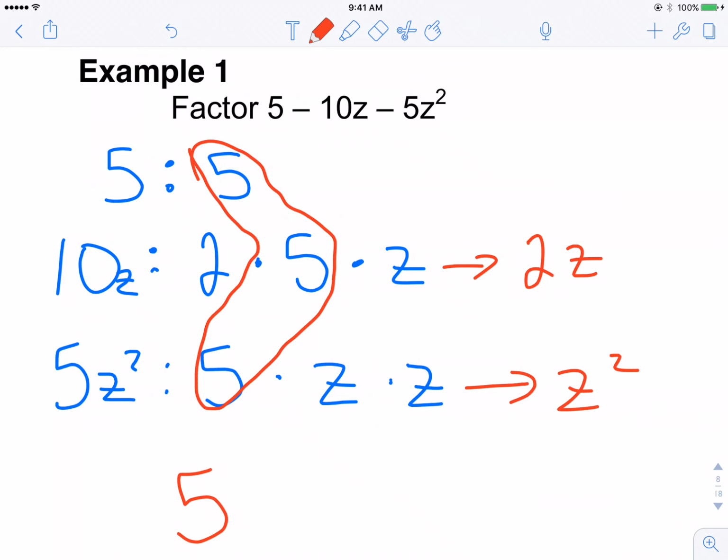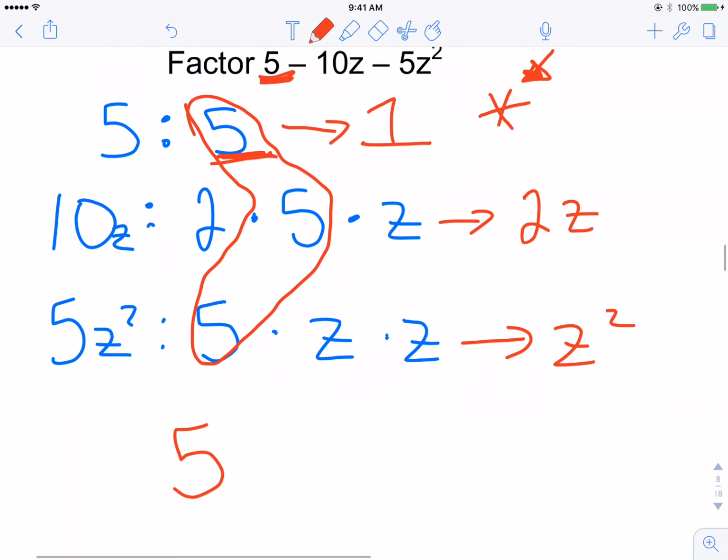Here, I'm left with nothing, but I can't have nothing. The idea of factoring is that you're dividing. So if I'm dividing or factoring out a 5 from a 5, well, 5 divided by 5 is 1. So this is a big common mistake, a place for errors, making sure that if you do factor a term by that exact same term, in this case 5, that it doesn't become 0. It's a 1. There's always a 1 there. So make sure that you remember that.